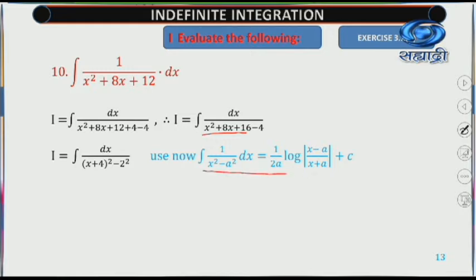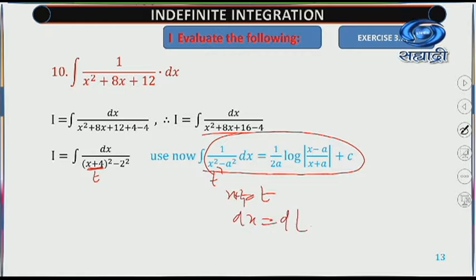Now we'll use the formula. Which formula will you use? Because this is in the proper form, it is 1 upon 2a log of x minus a upon x plus a plus constant of integration. Here the bracket is nothing but a linear function, so you can write it as t. So this becomes t square minus a square, directly in the formula, because if you substitute x plus 4 equal to t, you know that dx equals dt immediately. So the same formula you can use here.